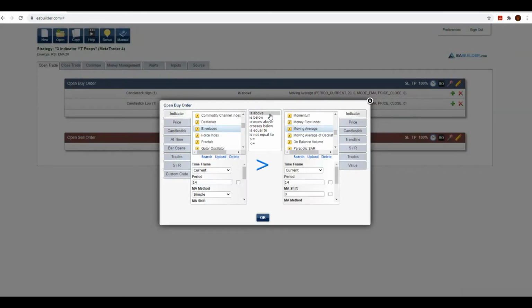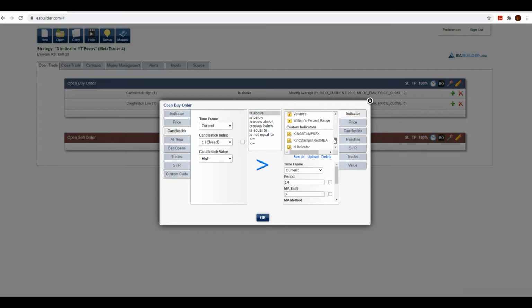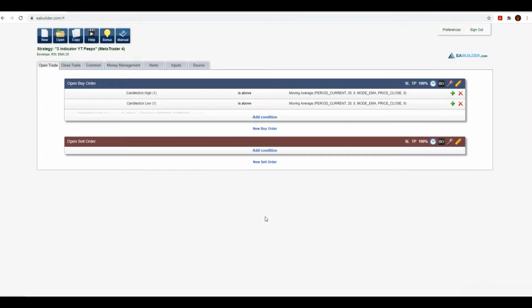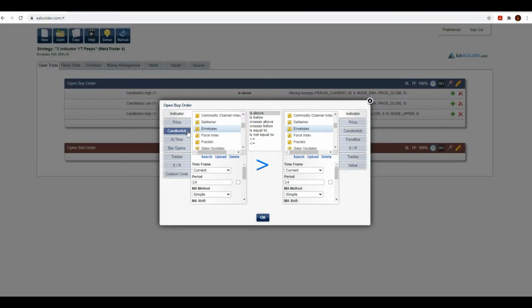We also want both of the candlestick high and low to be above the envelope. This is for a buy order. Let's see, envelopes, and the 14 period is correct, but we need to make sure that we choose the upper envelope or the upper line. All right, so we got the high there. Let's go to add condition for the other one, candlestick.